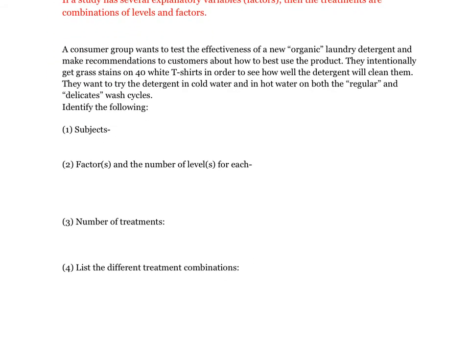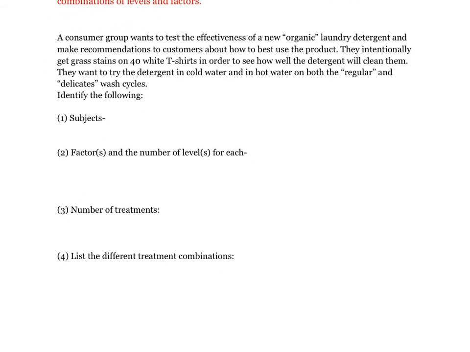So here's an example of an experiment. A consumer group wants to test the effectiveness of a new organic laundry detergent and make recommendations to customers about how to best use the product. They intentionally get grass stains on 40 white t-shirts in order to see how well the detergent will clean them. They want to try the detergent in cold water and in hot water on both the regular and delicate wash cycles. So we'd identify the following. The subjects are the 40 white t-shirts.